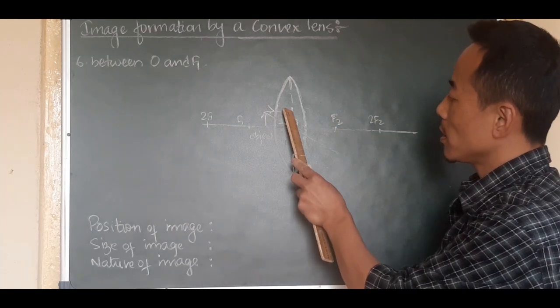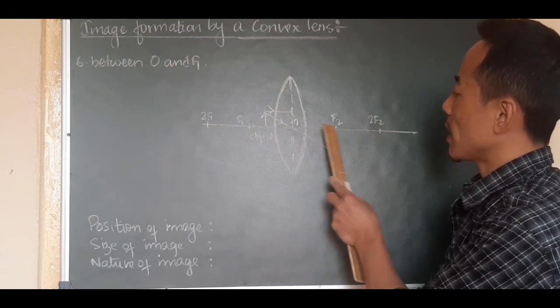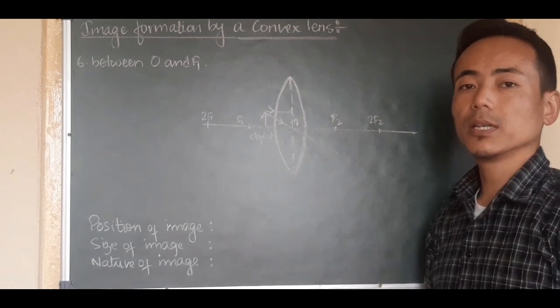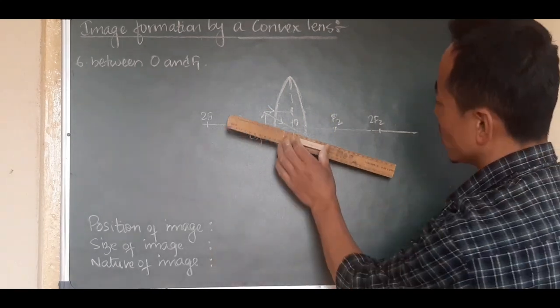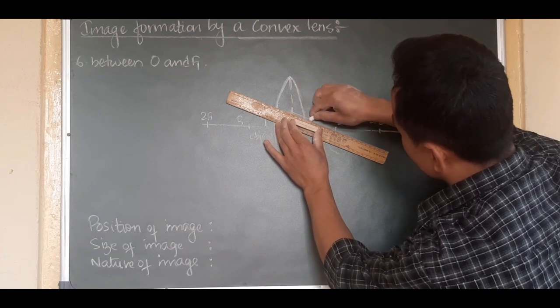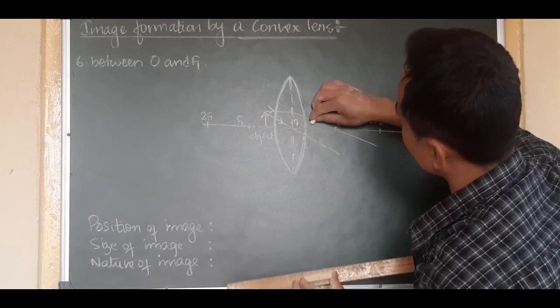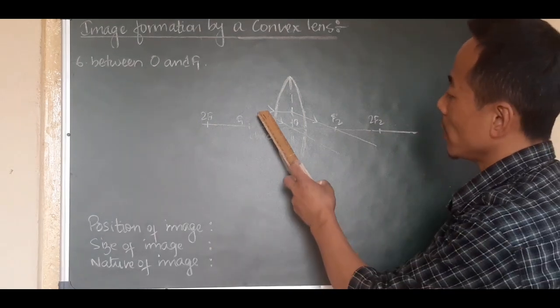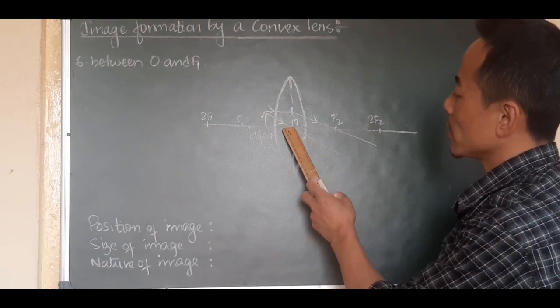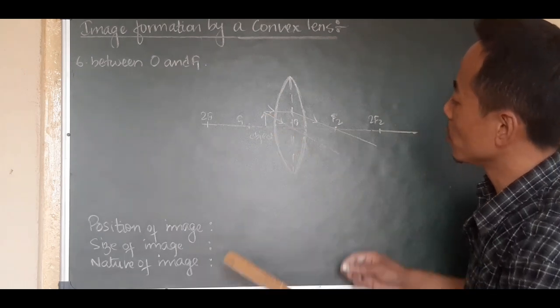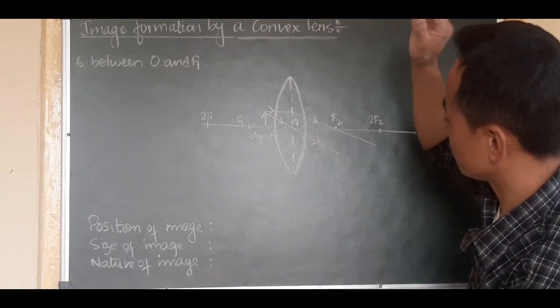So this incident ray, which is parallel with the principal axis, the rule says that after refraction it must pass through the second focus. So this incident ray, after refraction, must pass through the second focus f2 like this. And the second ray that you can see is passing through the optical center, and the rule says if the incident ray is passing through the optical center, it goes without any deviation.